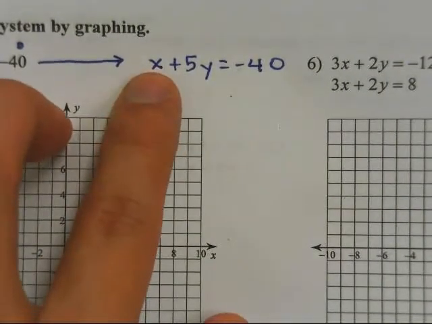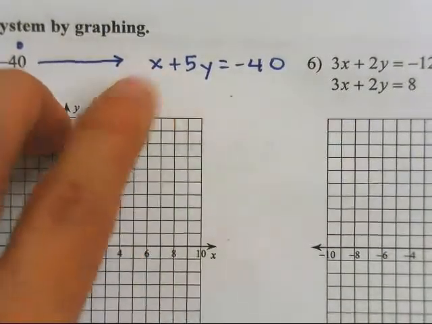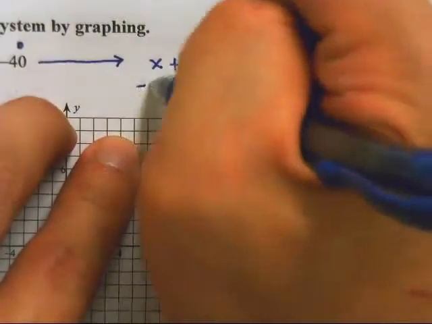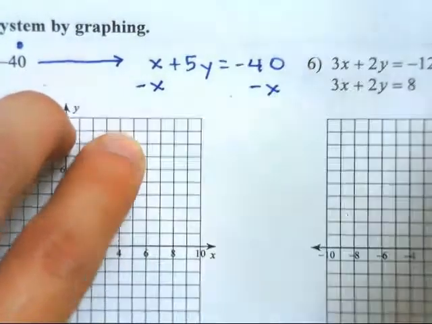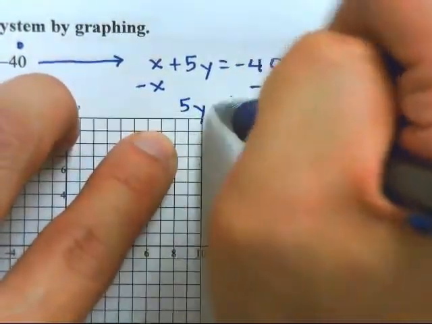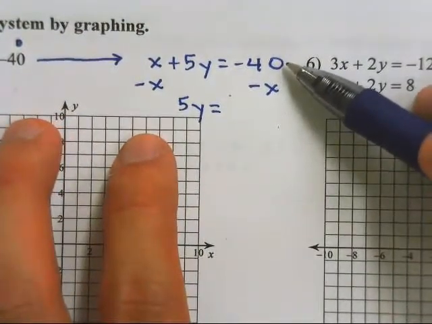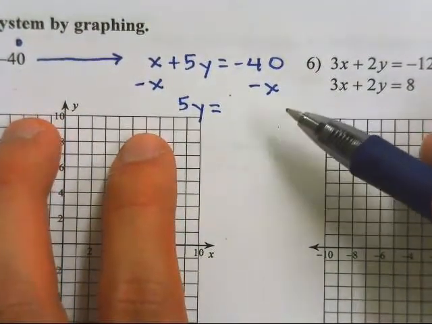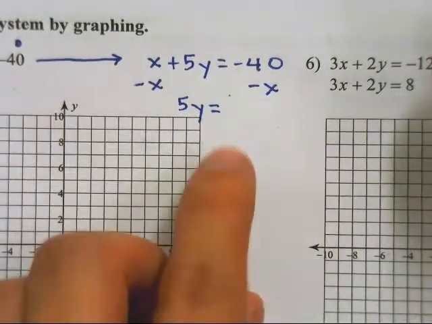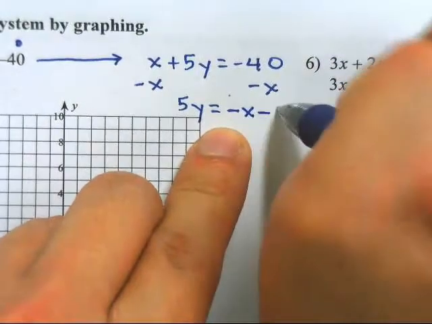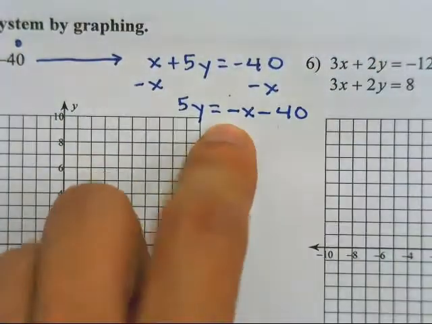So what do you think you're going to do with this positive 1x? Minus x. We're going to subtract x on both sides because we want y by itself. Negative 40 minus x is negative 41. Is that correct? No. These are not like terms. So just write them all in one line, negative x minus 40.